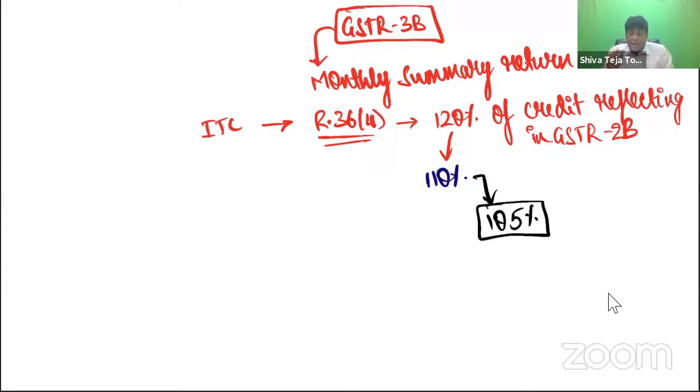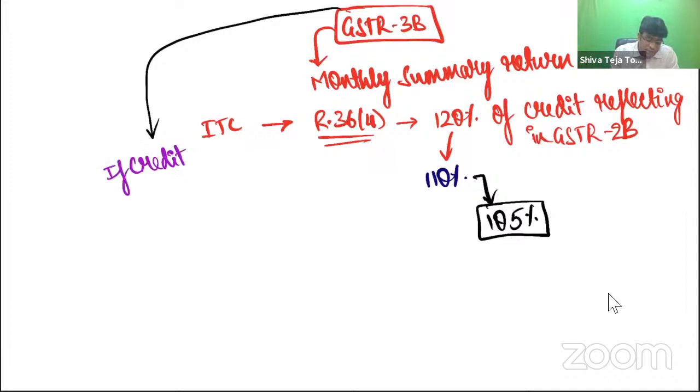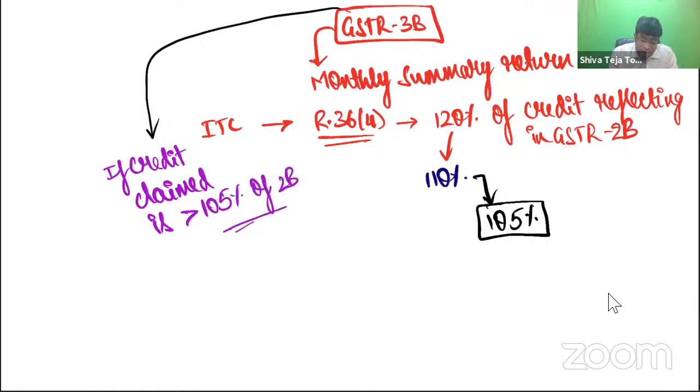And I'll also show you that when we are filing GSTR 3B, if the credit claimed is greater than 105% of 2B, then automatically, my dear friends, very clearly that box is turning into red color.